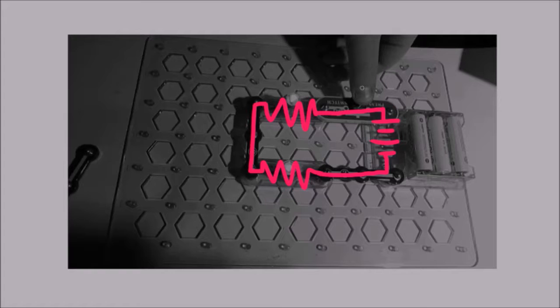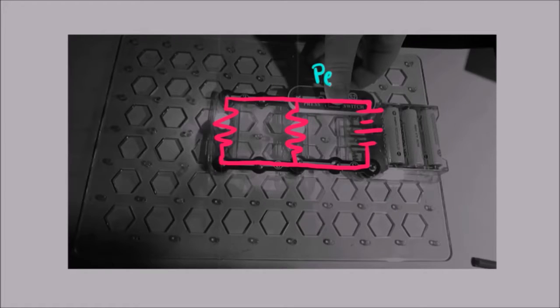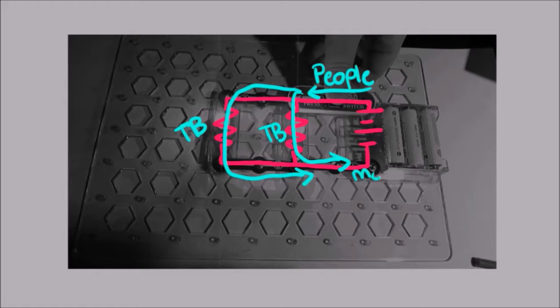If you had just one ticket booth or resistor, these people are slowed down as they go through the line. If you have two resistors in series, it's like every person has to go through two ticket booths. But if you have two resistors or ticket booths in parallel, people get to split up and can move even faster down the line. So even though there are more resistors, we end up with more current moving faster overall.